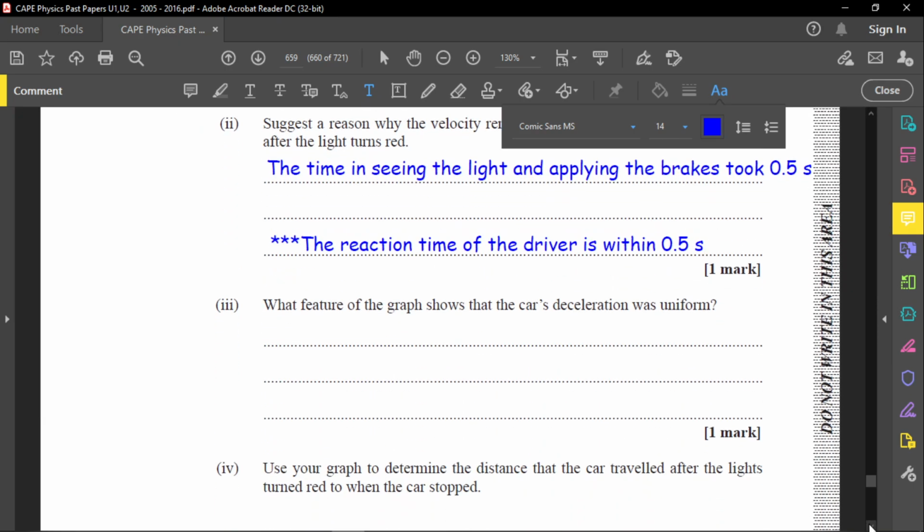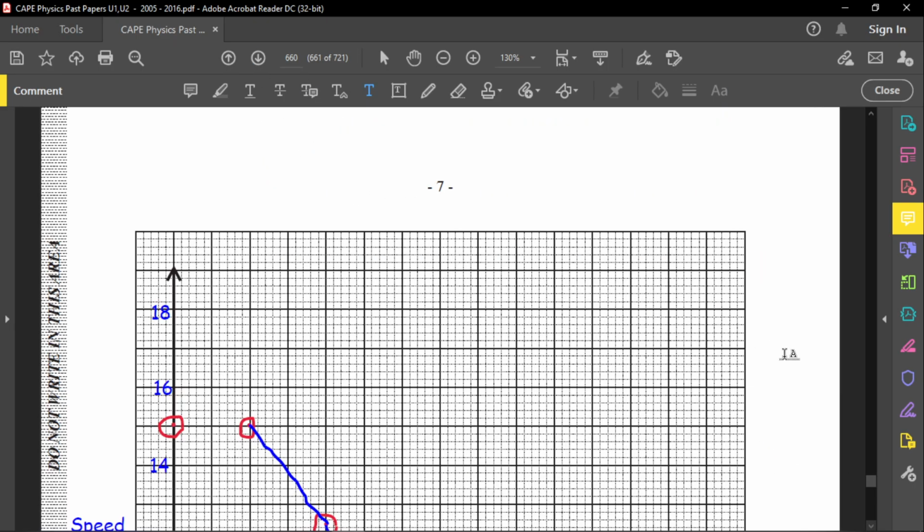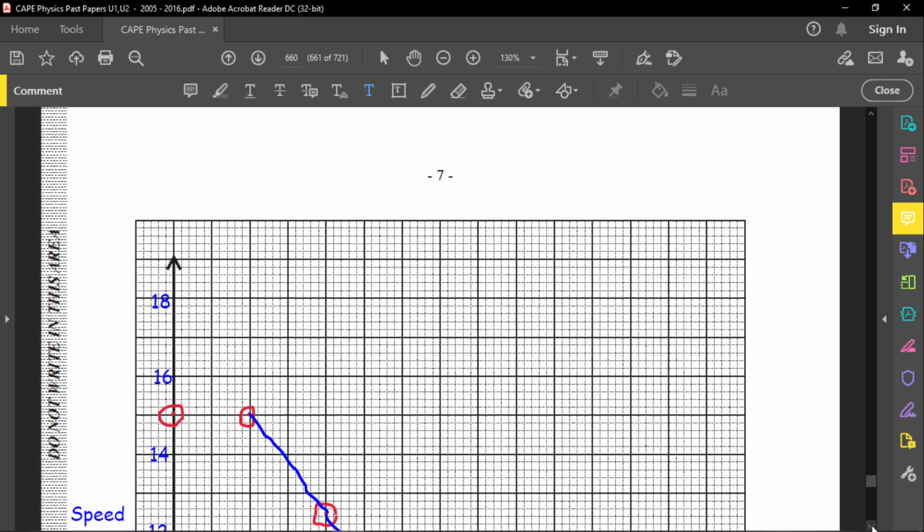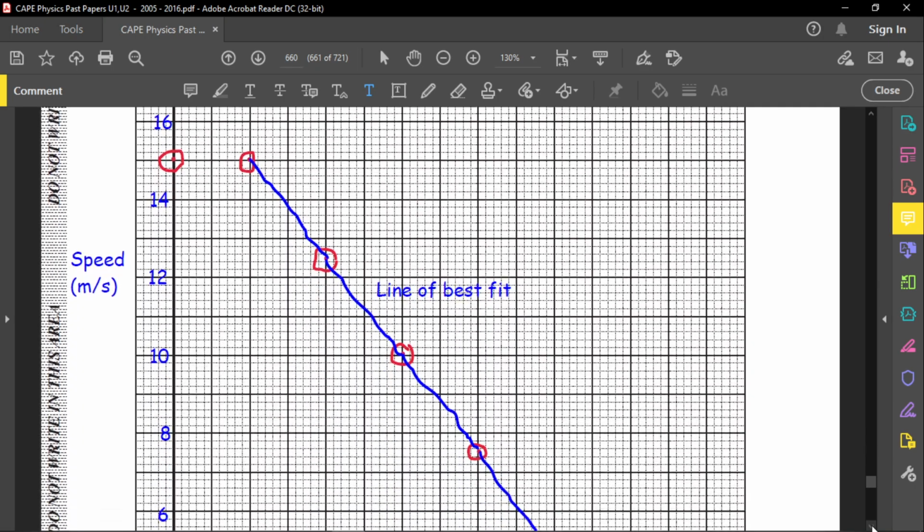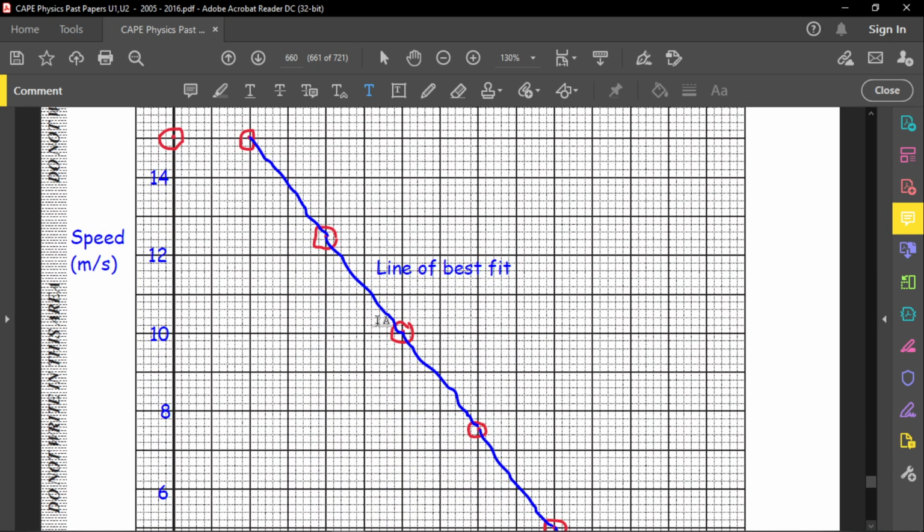is what feature of the graph shows the car's acceleration was uniform. So what about the graph shows that the car's deceleration, as a matter of fact, was uniform? So what indicates a uniform deceleration? So let's go back to the graph and look at it real quick. And if you notice here, this line is a straight line. Again, use a ruler to make sure the line is really straight and neat. So it's a straight line going all the way down.